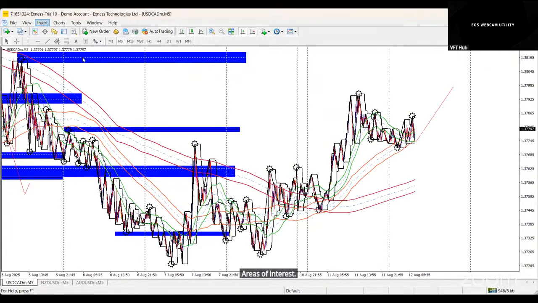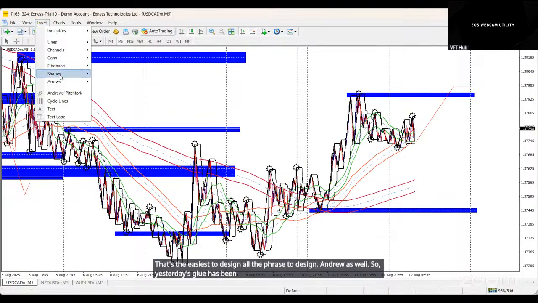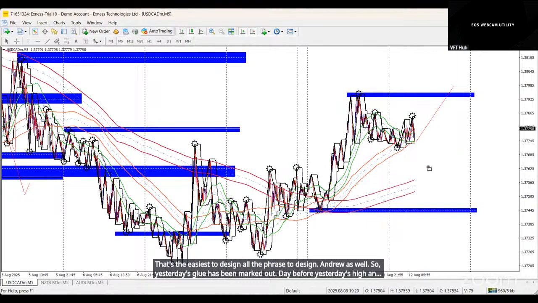Very repetitive, very boring. Just draw the same thing over and over again, regardless of the asset class that you're looking at. That is yesterday's high and low, day before yesterday's high and low as well. So yesterday's high, yesterday's low has been marked out. Day before yesterday's high and low would also be marked out.